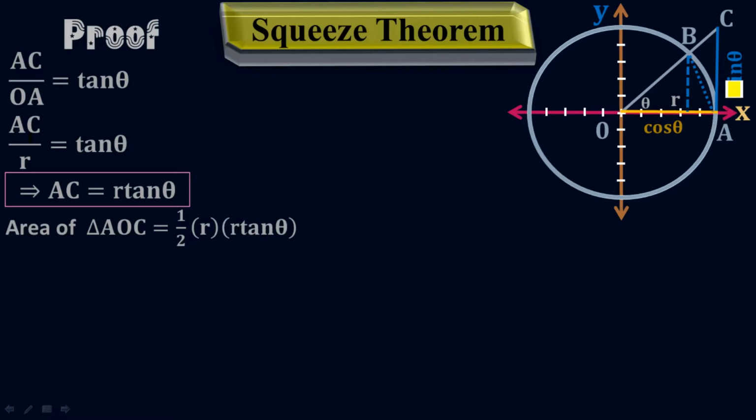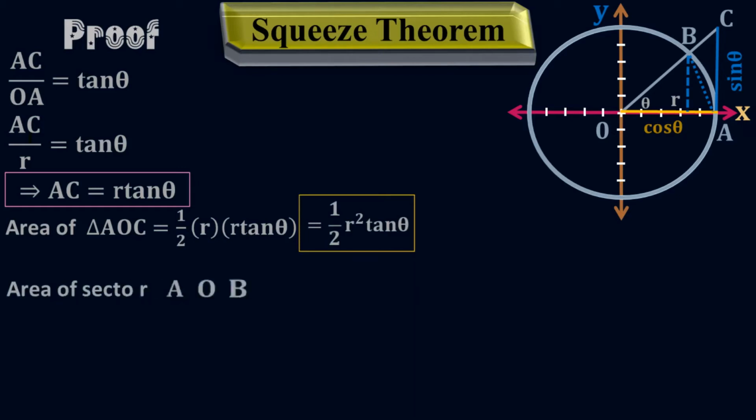AC is sin theta. But what is the value of AC? AC is R times tangent theta. Just plug R times tangent theta in for AC here. So I will have 1/2 times R times R times tangent theta. For the base, I plugged in R, which is the radius of the circle. For the perpendicular, I plugged in AC. Now R times R will be R squared, so I will have 1/2 times R squared times tangent theta. This is going to be the area of triangle AOC.